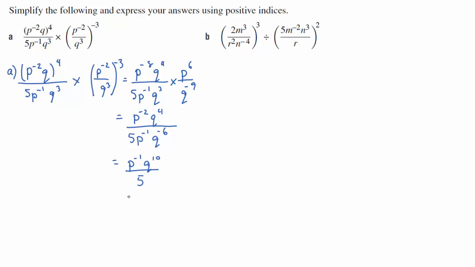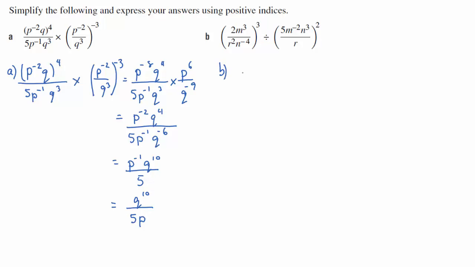Now our question asked us to express our answer using positive indices, but we have a p to the negative 1. So we need to move the p to the negative 1 to the denominator. So we have q to the power of 10 over 5p.